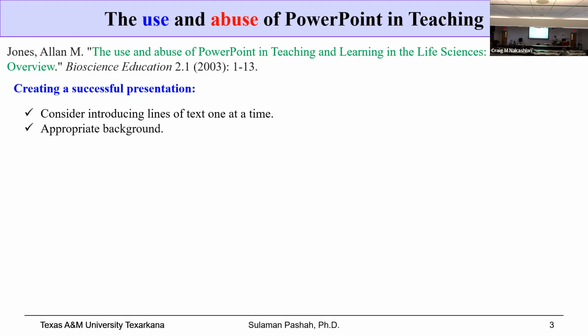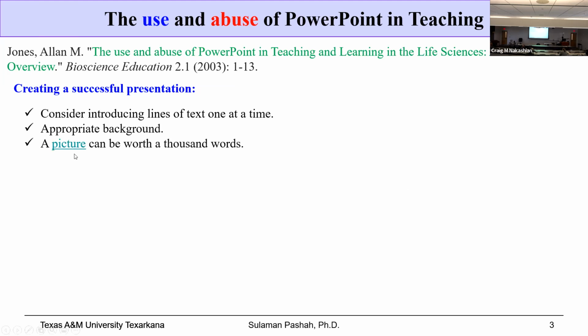The next is appropriate background. Now we have the accessibility tools incorporated, but usually I always like to put a plain white background. It gives me more space for the material, and I don't really go for the fancy backgrounds. There is nothing bad in that, but that's a personal choice. As we say, a picture can be worth 1,000 words.